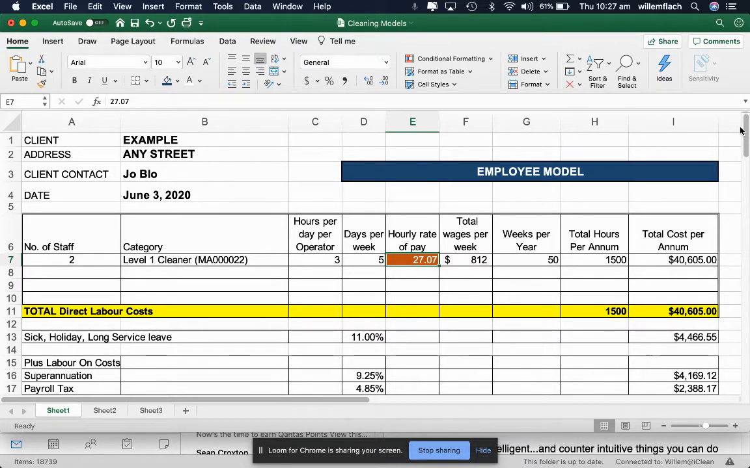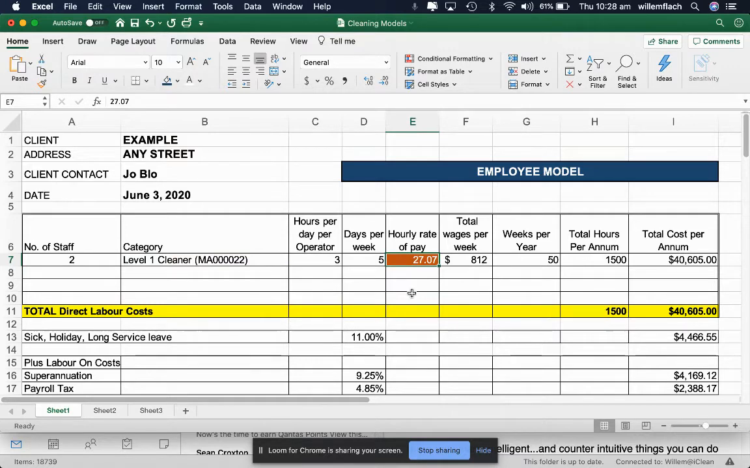So at the moment, because the cleaner is being asked to come in at 4 o'clock in the afternoon and finish at 7 o'clock, he's on the evening rate under the Modern Award 22. So it's important that you are familiar with this award. You can find it on the Fair Work site. And the cleaning award is the Modern Award 22. Now, under that award, evening cleaners are paid, as you can see here, $27.07.